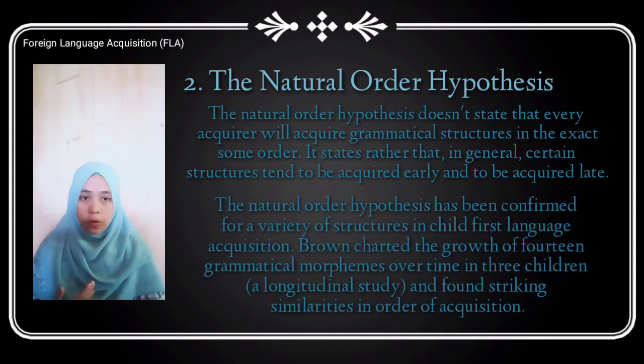The natural order hypothesis has been confirmed for a variety of structures in child first language acquisition. Brown charted the growth of 14 grammatical morphemes over time in 3 children, a longitudinal study, and found striking similarities in order of acquisition.